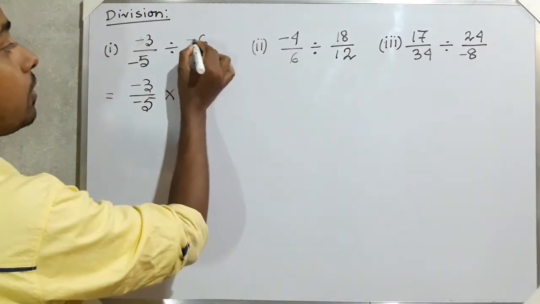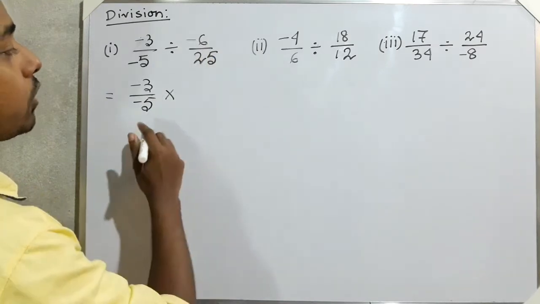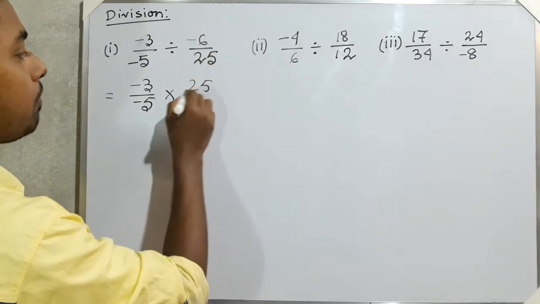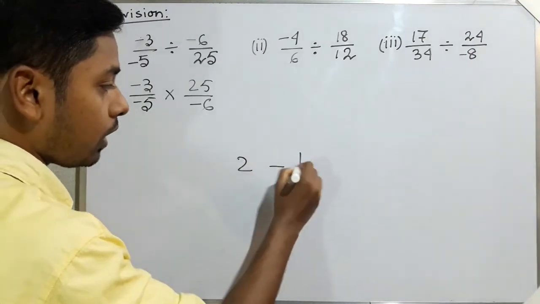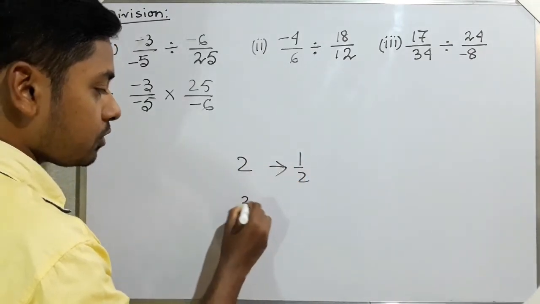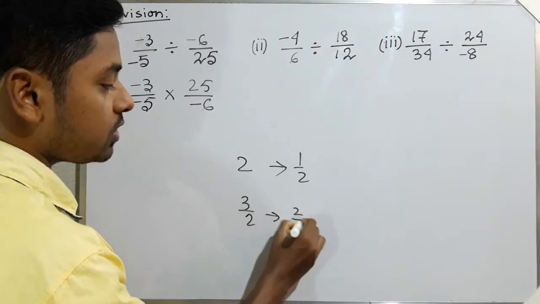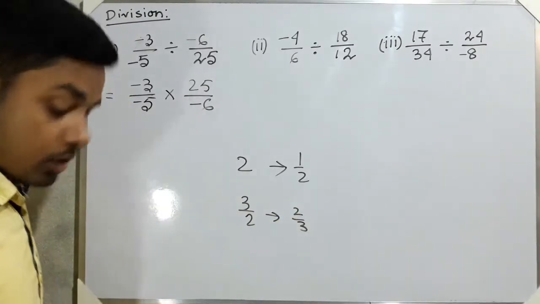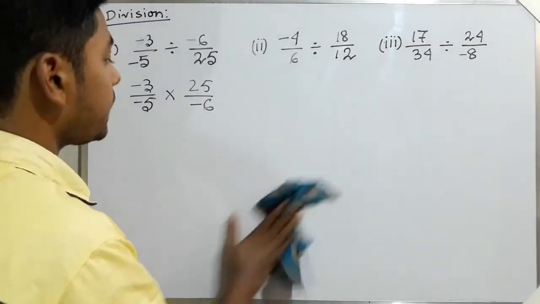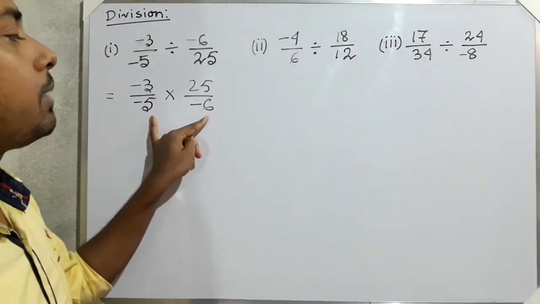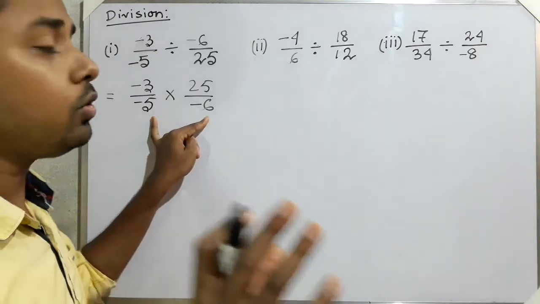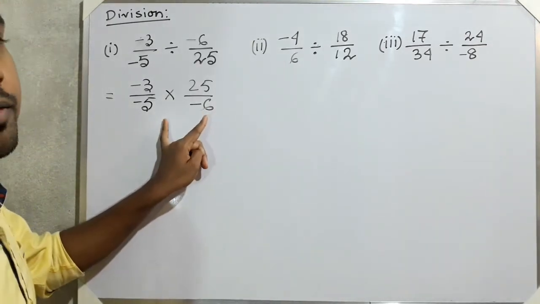Reciprocal means what? What will be the reciprocal of minus 6 by 25? It will be 25 by minus 6. Reciprocal of 2 will be what? 1 by 2. Reciprocal of 3 by 2 will be what? 2 by 3. Okay, so now what do I have to do? Now we just have to do simple multiplication.